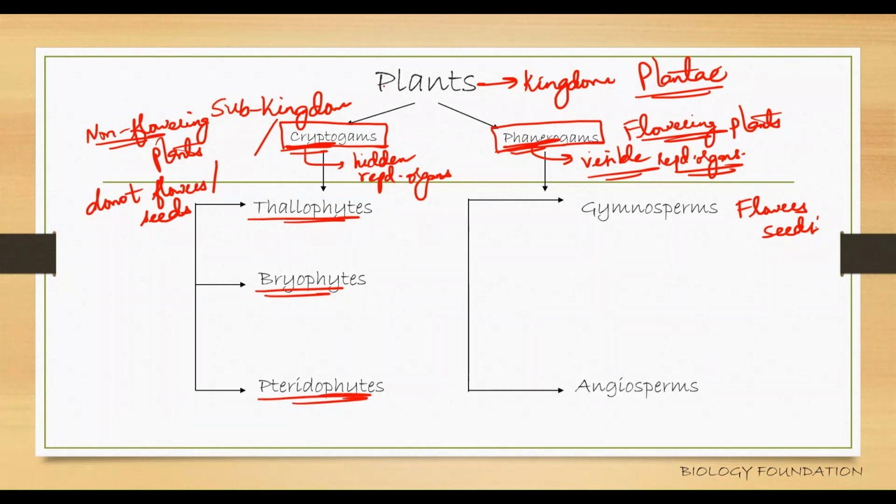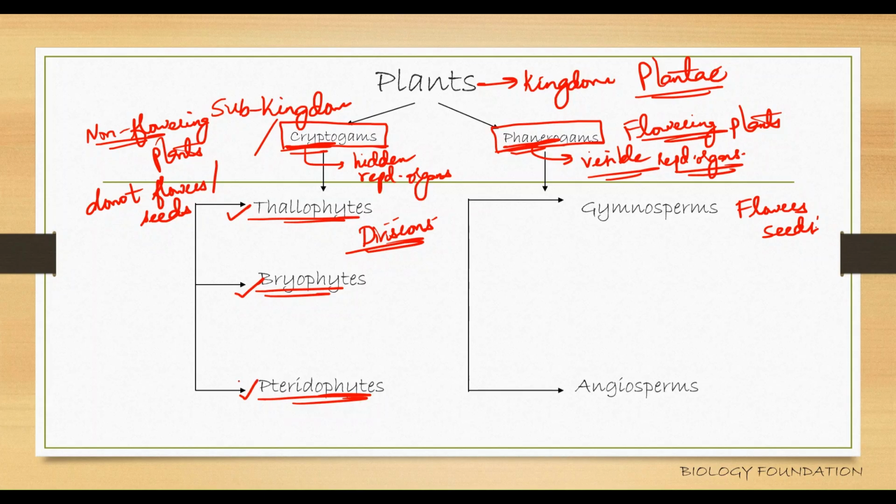Now plants belong to which kingdom? Plantae. And what's the subkingdom? Plants can either belong to the subkingdom Cryptogamy if they are non-flowering. If they produce flowers, they belong to the subkingdom Phanerogamy. Now, in turn, cryptogams can be classified into different divisions. Okay, we won't use the term phylum, but division. What is it? Thallophytes, bryophytes, and pteridophytes.